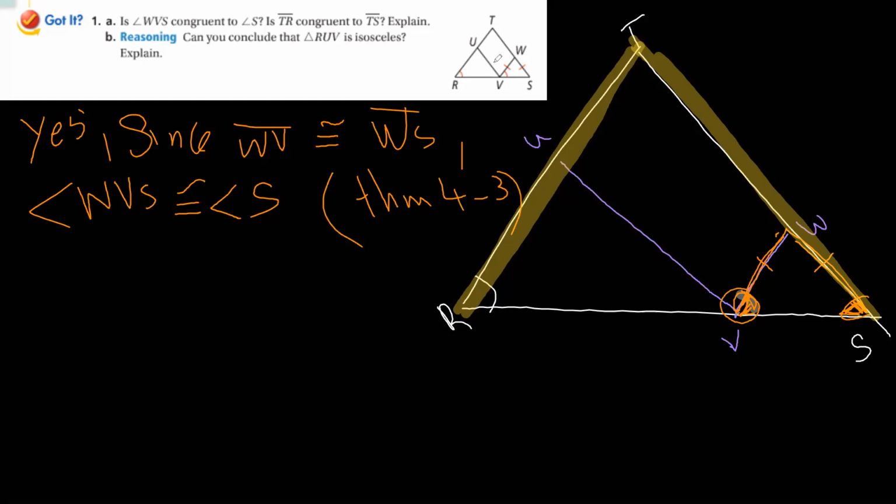Teacher, angle WVS is congruent to angle S, and angle S is congruent to angle R. Now angle WVS is congruent with angle S, and angle R is congruent with angle WVS. So, teacher, can I say now that angle R is congruent with angle S? Yes.